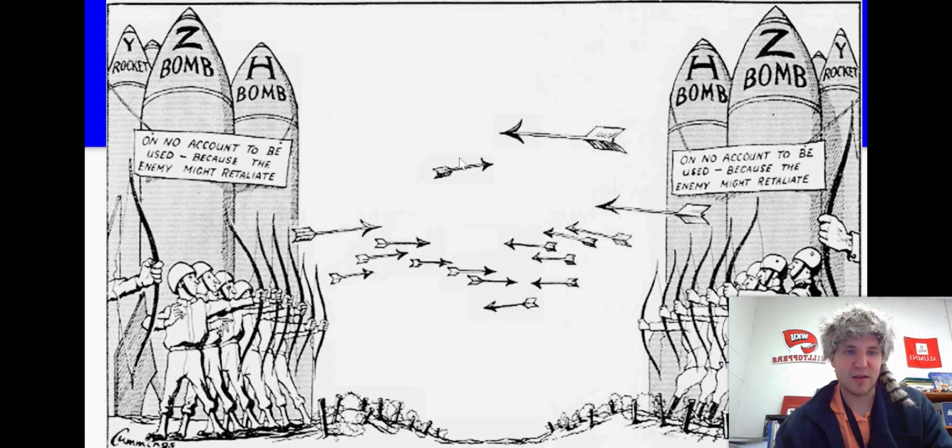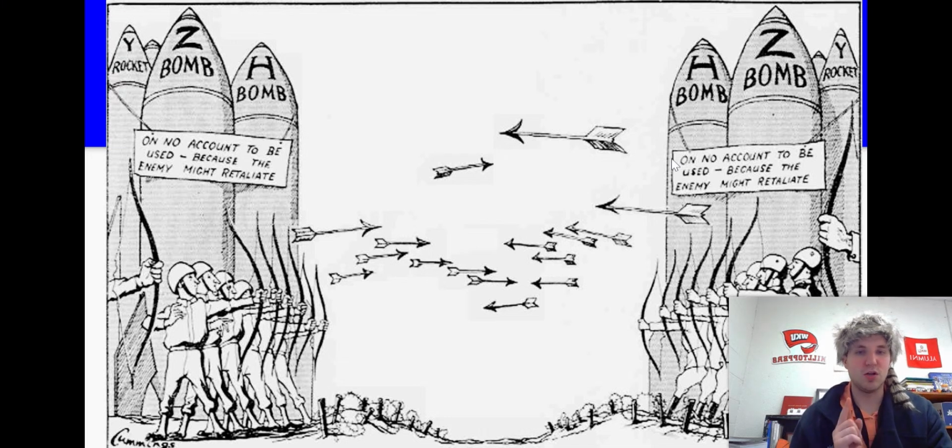Both sides have nuclear weapons, H bombs, hydrogen bombs. But what are they fighting with? They're shooting bows and arrows back and forth. Why would they just not use your nukes, your nuclear weapons? Look at the sign: on no account to be used because the enemy might retaliate.